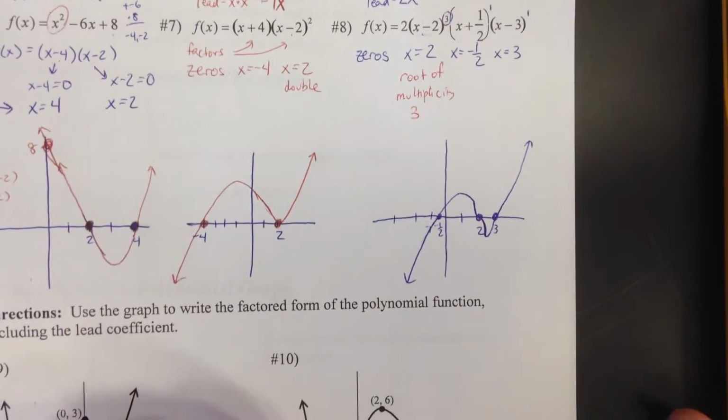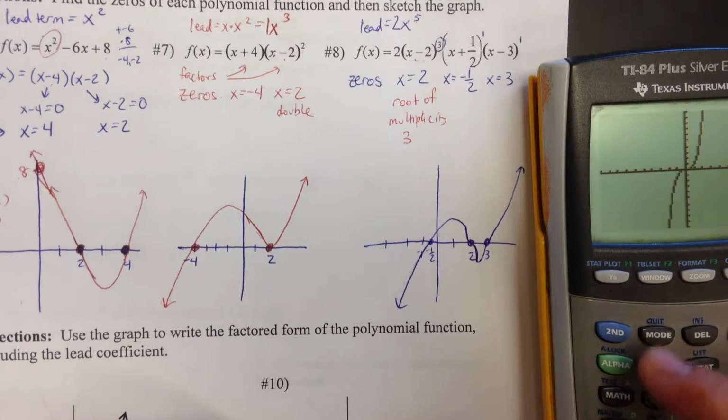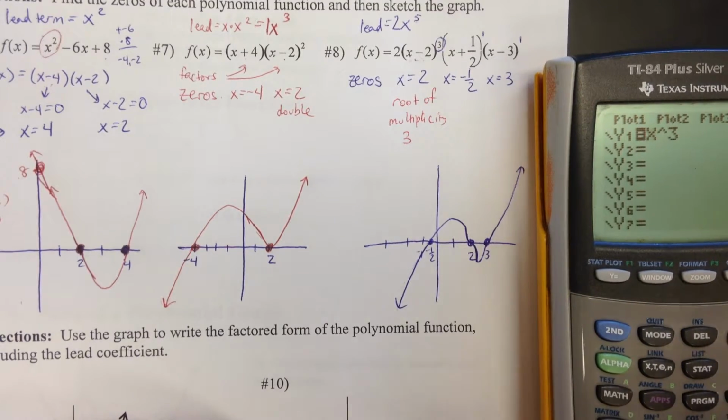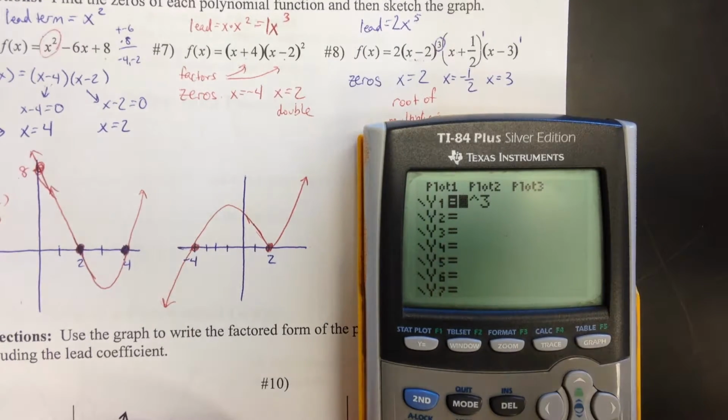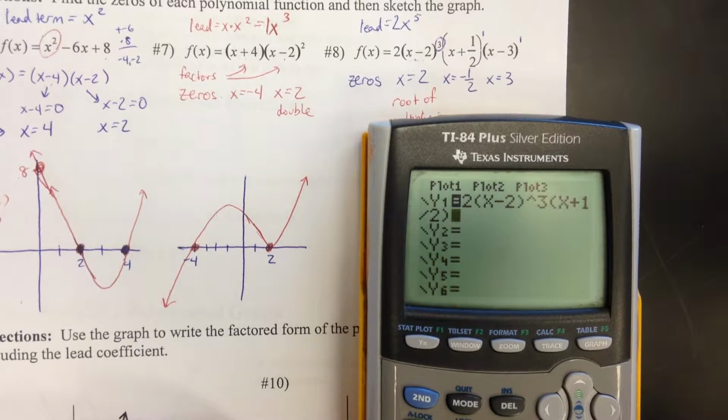So I think the function's going to look like that. Let me go to y equals. Let's type the whole thing, and let's see if we get this shape. So 2 parentheses x minus 2 raised to the third times x plus 1/2 times x minus 3.